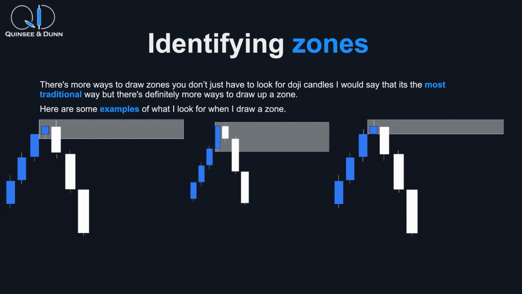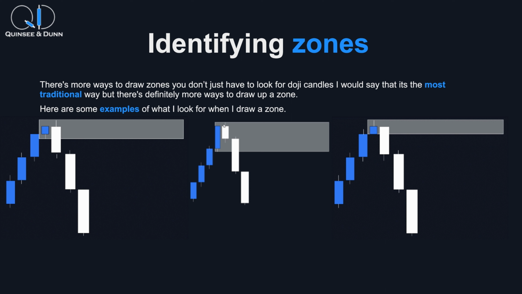So there are more ways to draw up zones. You don't have to just look for those doji candles. I would say it's the more traditional way, but there's definitely more ways to draw up a zone. So here are just a few examples. This candle over here, it's not exactly a doji, but it's still got that impulsive move that's engulfed that candle. That's another way of drawing up a zone.